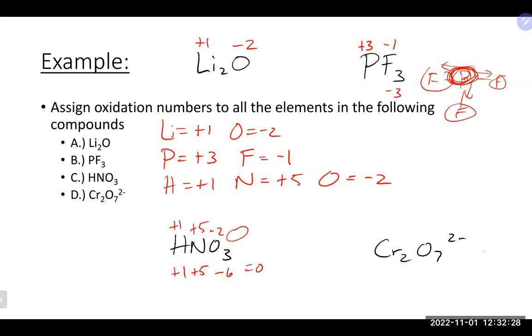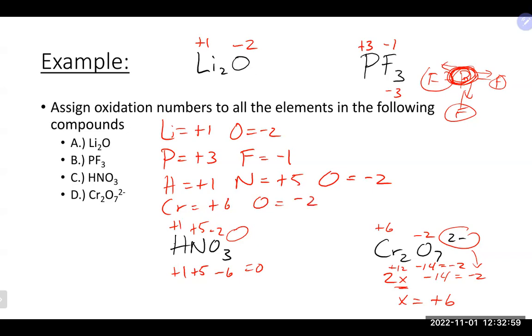Coming down to dichromate over here, that's going to be a -2 for our oxygen. It gives us a -14. This actually needs to equal -2 because of the charge. We have 2 chromiums here, which means each of the chromiums needs to be +6. +6 gives us +12, -14, -2 overall. So chromium is +6 and oxygen is -2. Any questions on how to assign oxidation states?